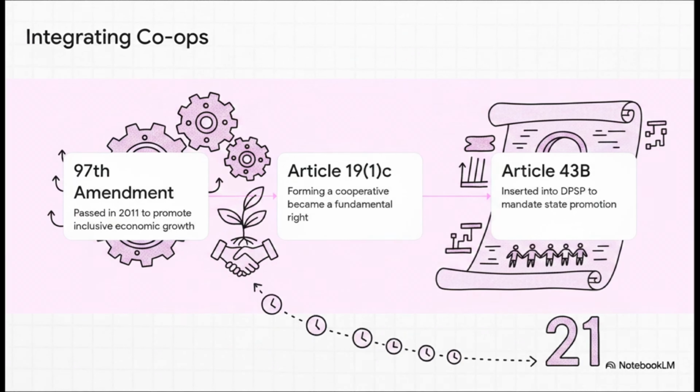And the evolution certainly didn't stop there. Jumping into the 21st century, look at how a totally new economic engine, cooperative societies, was woven right into the nation's fabric in 2011. The 97th Amendment Act did 2 huge things. First, it actually made forming a cooperative a fundamental right. And right alongside that, it dropped a brand new directive principle, Article 43B, requiring the state to promote the democratic control and professional management of those cooperatives. It's just a perfect example of a living, breathing blueprint updating itself in real time.